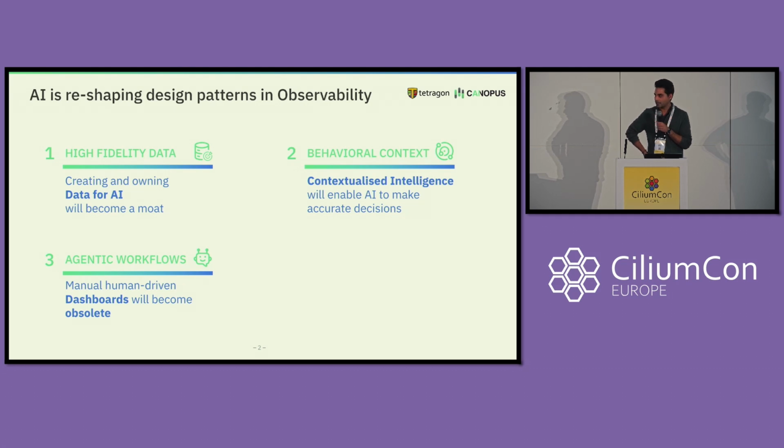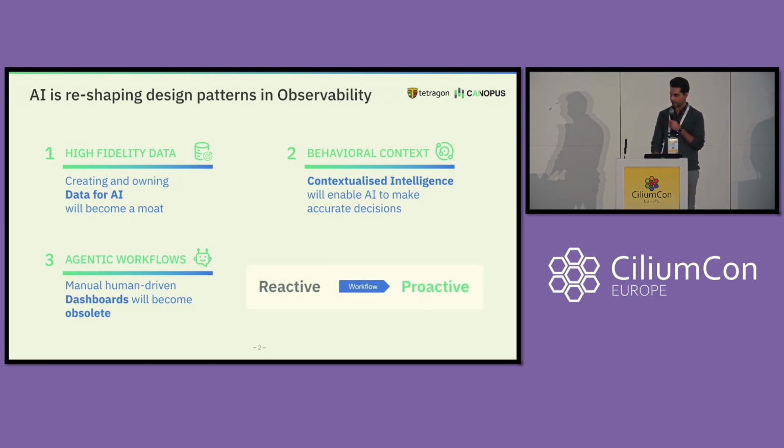Second, AI agents can't really work with raw data, so we need to create contextualized intelligence so they are able to perform actions and understand the data the way humans do. Finally, the manual human-driven dashboards will shift towards agentic workflows, and that's going to move the whole observability space from reactive to proactive.